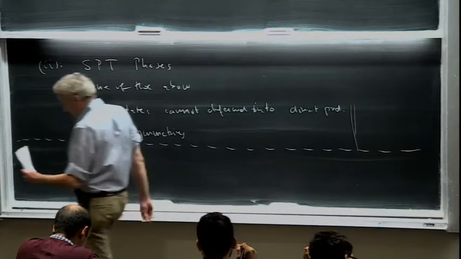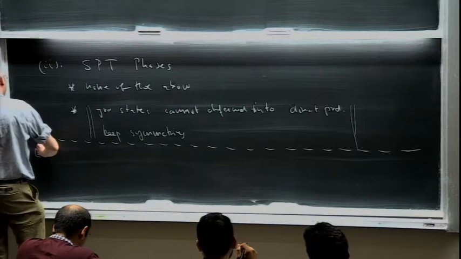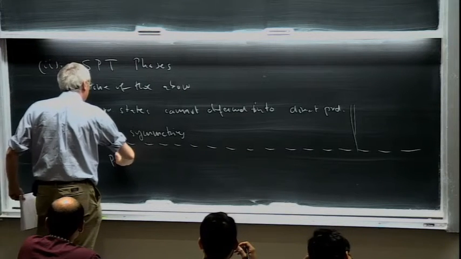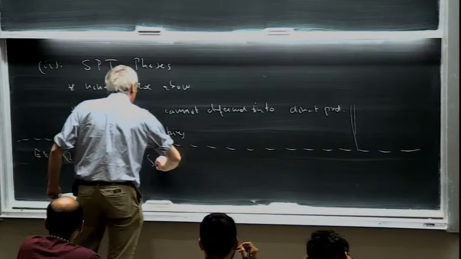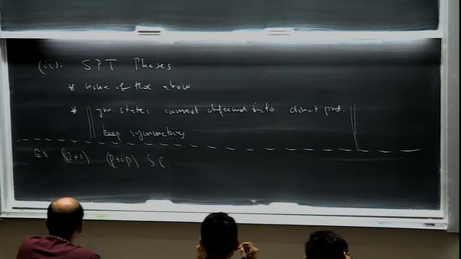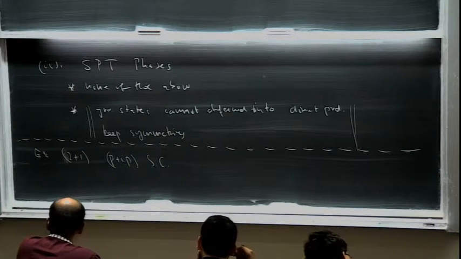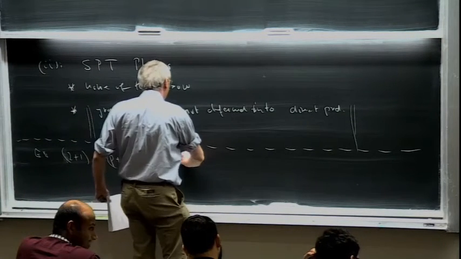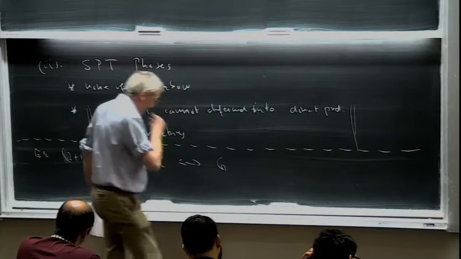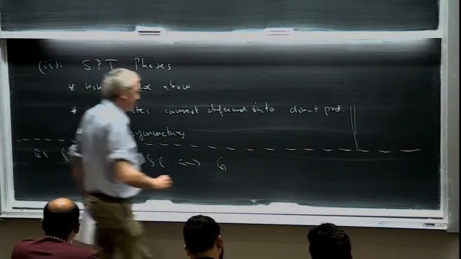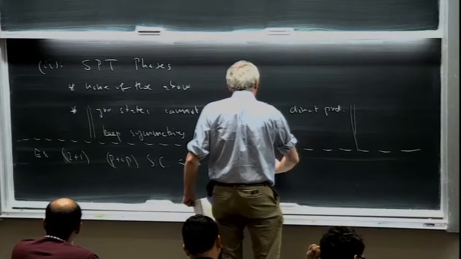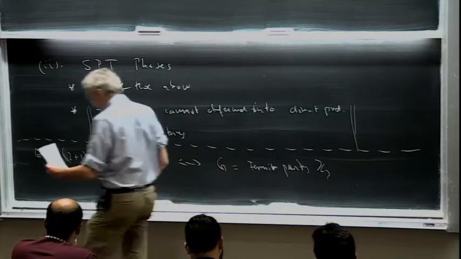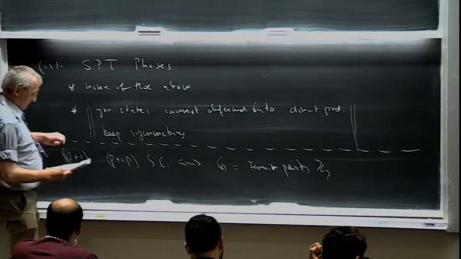For example, there is the 2+1D p+ip superconductor that has probably appeared in the lectures before. And this one has a very small symmetry group. So the symmetry group G that protects this phase is just fermion parity, which is Z2. So it's a very small group.